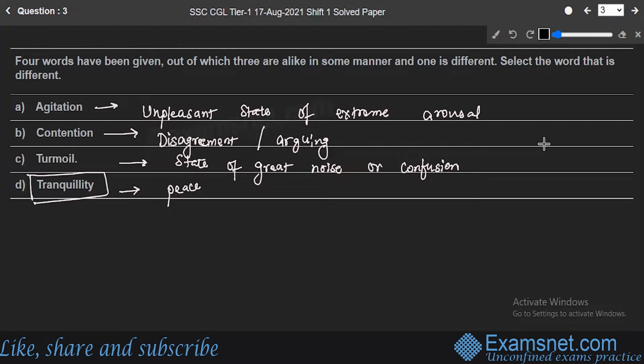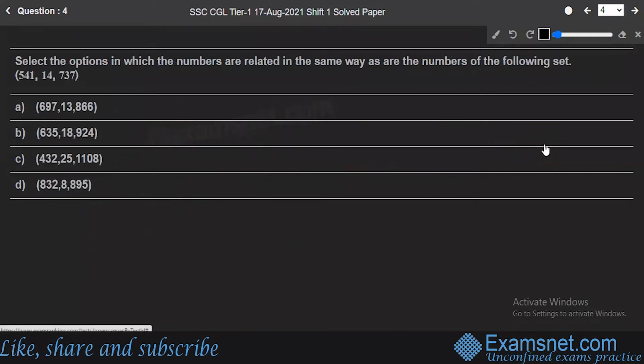Why? Because all the others show the behavior of a person in a panic situation, right? So when you are in a panic or agitated situation, the word tranquility, which means peace, is the odd one out. Option D is the answer to the question. I hope you are clear. Then let's move to the next question, number 4.